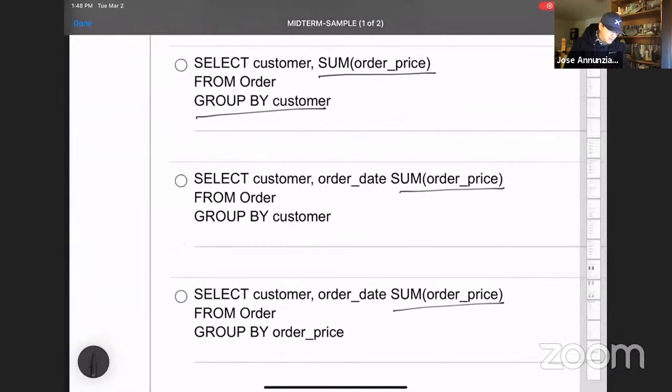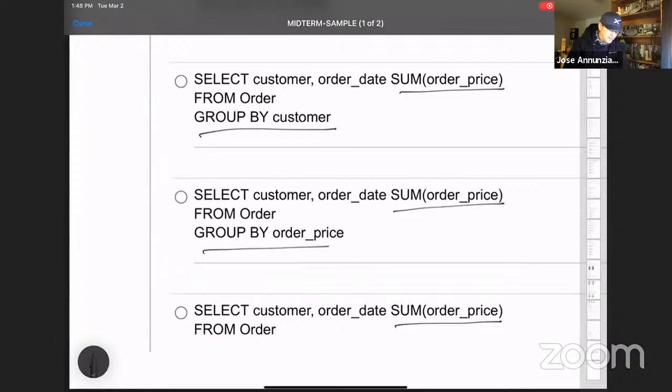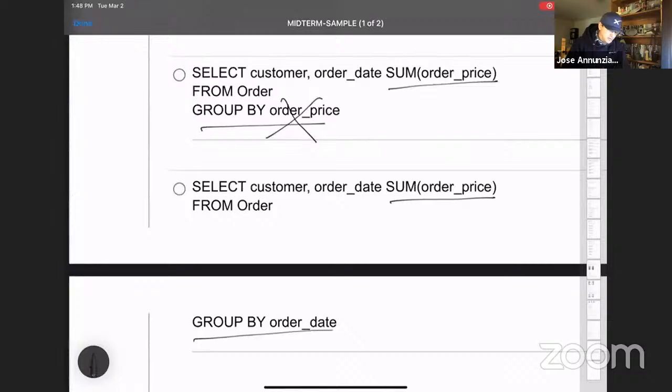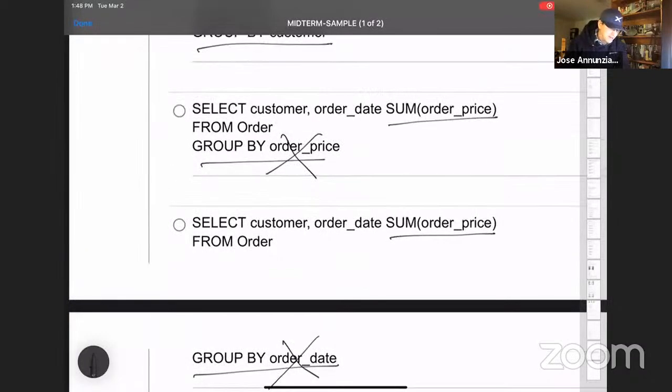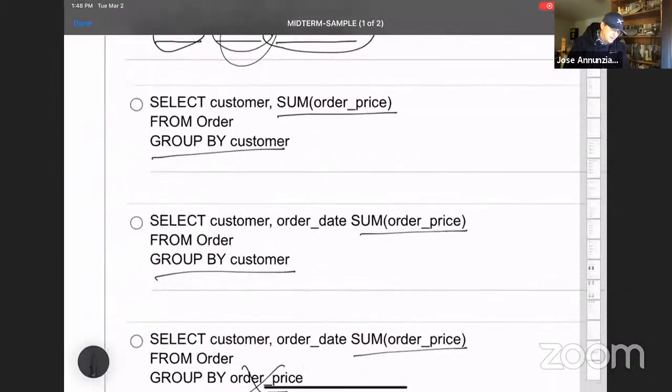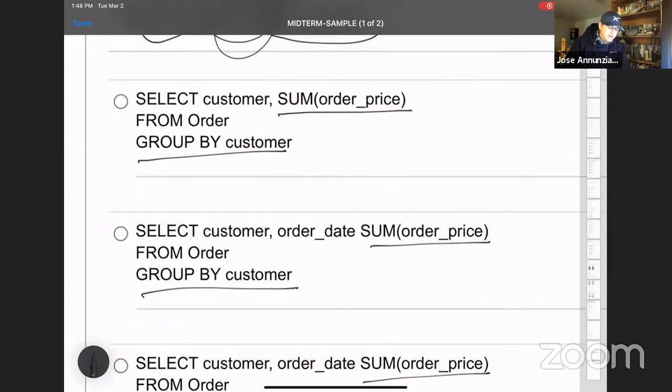So that's one. That's another one. Well, not this one. That's no good, because we are grouping by order price. And this one is grouping by order date. So that's not good either. So it has to be between these two. This one looks like it has a missing comma, but that was not intentional. I'm not going to intentionally put a syntax error for you, so you should ignore any syntax errors. We're not going to deliberately try to fool you with a missing comma or anything like that.